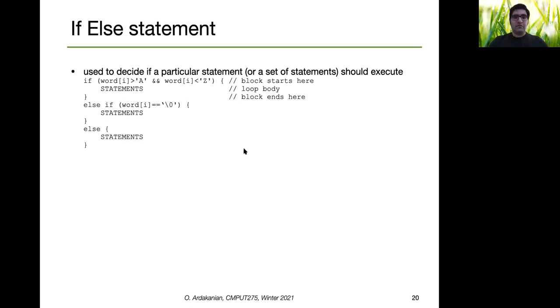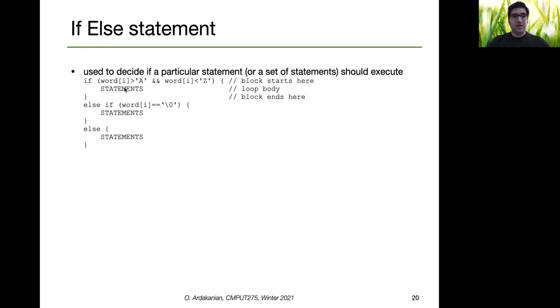Now, lastly, we want to talk about the branching statements. The most important type of branching statement in C++ is the if-else statement. They are used if you want to decide whether or not to run a particular statement or a set of statements that are enclosed in curly braces.